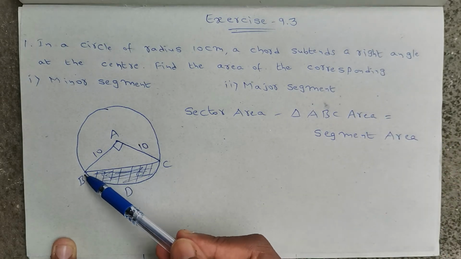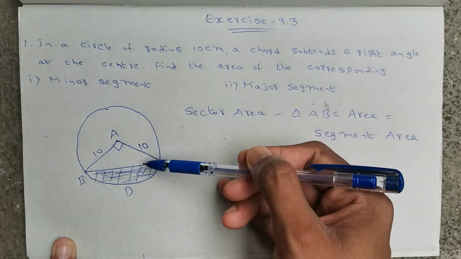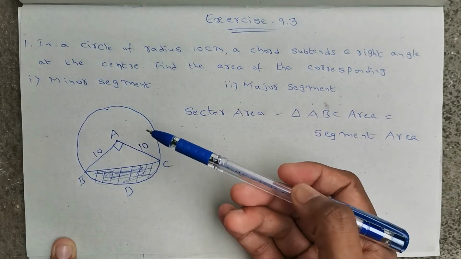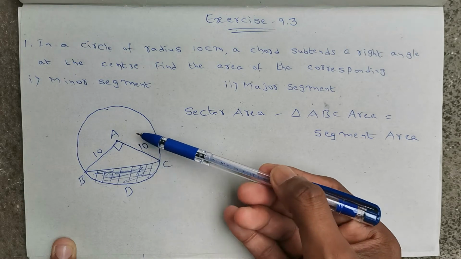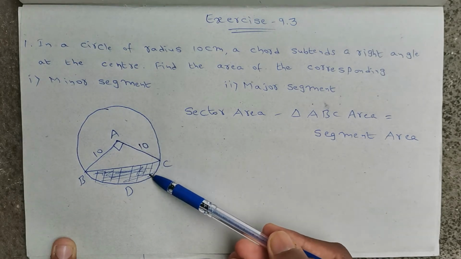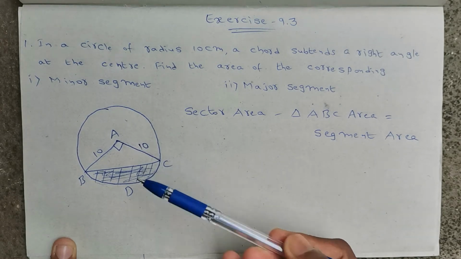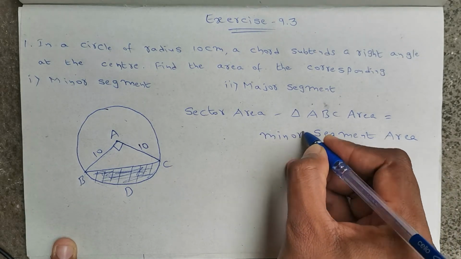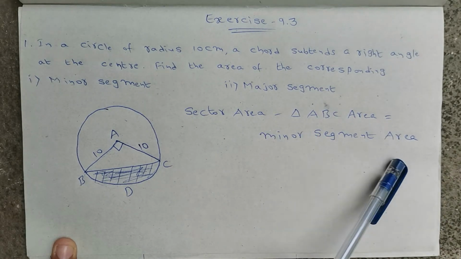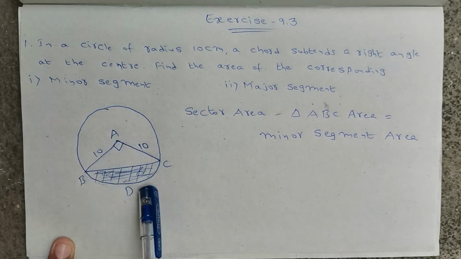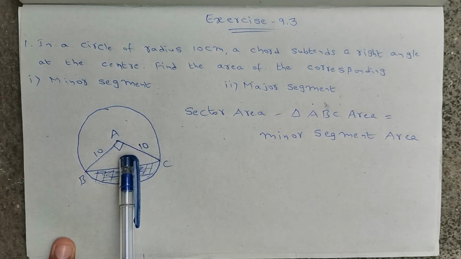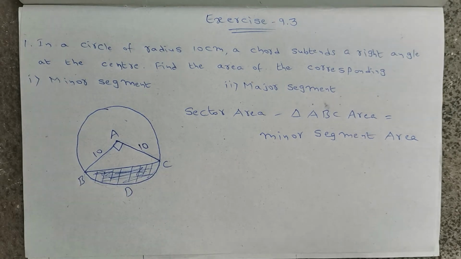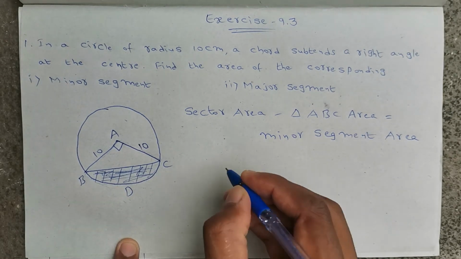So here, if we take this line BC, above this line BC there is one segment and below this BC there is one segment. This part is more, so this is the major segment. This part is small, so that's why this is the minor segment. In this case we are considering the minor segment. So minor segment area is equal to area of the sector minus area of the triangle. Then we will get the segment part. Okay, now first I will find the sector area.